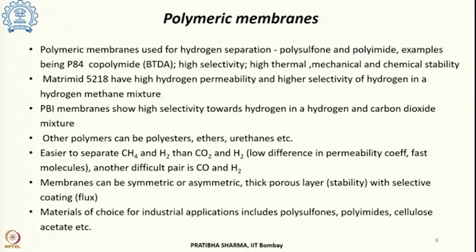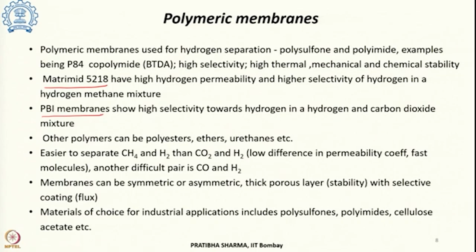Now there are different polymers which can be used for membrane synthesis, and the polymeric membranes which can be used for hydrogen separation include polysulfone and polyamide. These are the well known polymeric membranes which can be used for separation. Examples of these are P84 co-polyamide BTDA. This particular membrane has high selectivity, and high thermal, mechanical and chemical stability. Another membrane which can be used for separating hydrogen from a hydrogen methane mixture is Matrimid 5218.